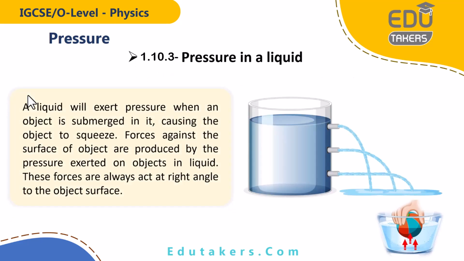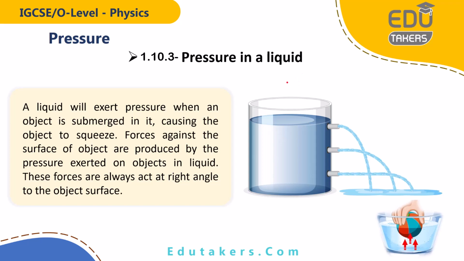Next is what is meant by the pressure in a liquid, like how the liquid exerts the pressure. So first of all, you can see here is a beaker that is filled with the liquid. If you put any object into this liquid, then there is a pressure exerted by the liquid. So I can simply say that a liquid will exert a pressure when any object is submerged in the liquid so that the object starts squeezing.